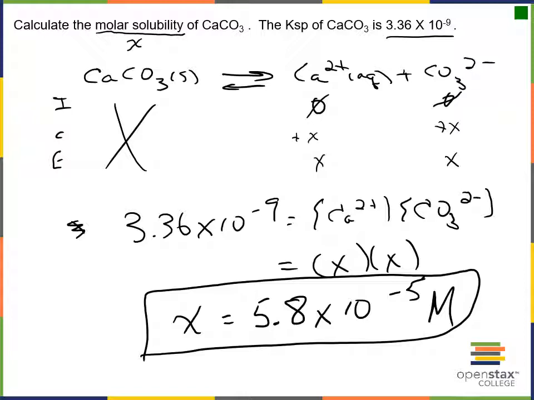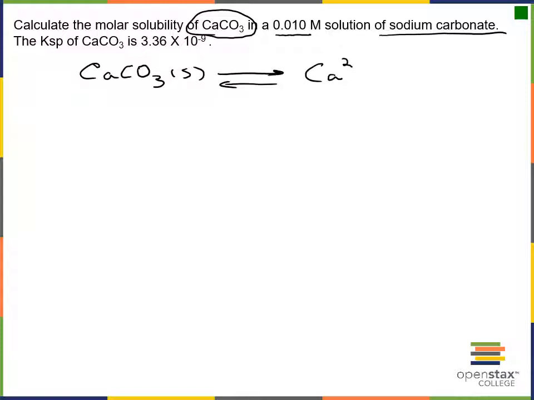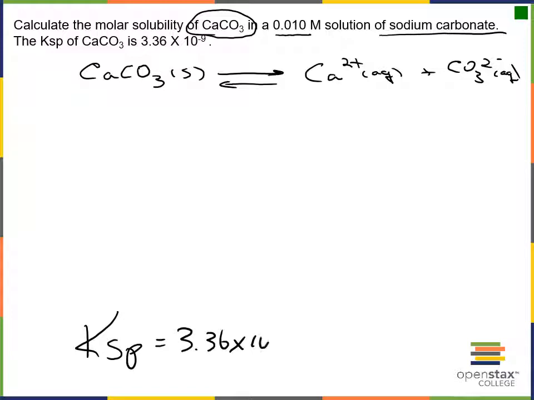Now the question is, what would happen if we added one of our ions, some calcium or some carbonate? So let's look at the molar solubility of calcium carbonate now in a solution of sodium carbonate. What's not changing? We're looking at calcium carbonate. So we're taking CaCO3 as a solid. It's going to dissociate into calcium and our carbonate. We know that our KSP is still going to equal 3.36 times 10 to the minus 9, and that's going to equal the concentration of calcium times carbonate.